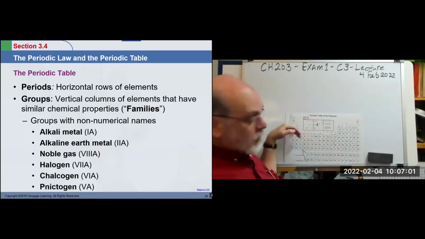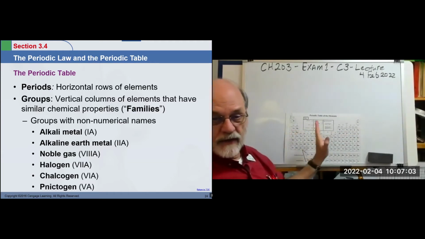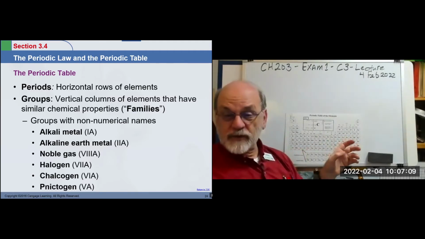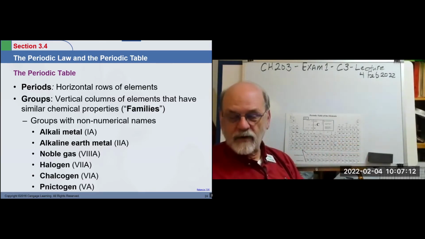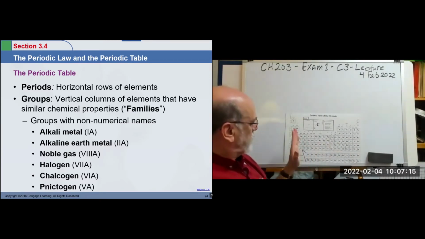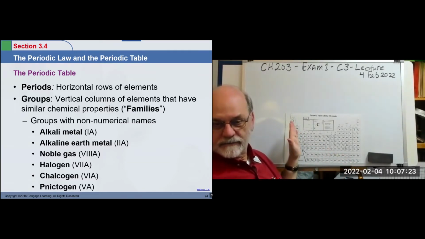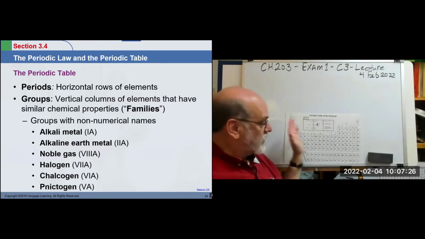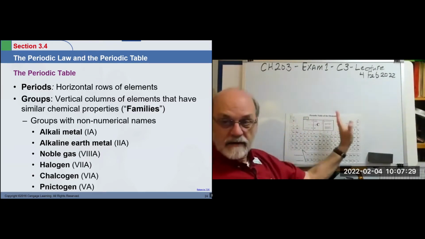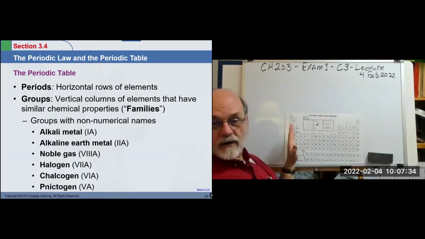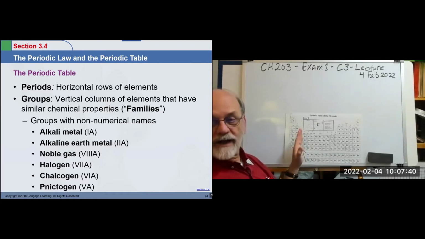Okay, the rows are the periods, and the groups are vertical columns. Some of these groups have acquired names over the years. This first column, the one with lithium, sodium, potassium, rubidium, cesium, those are called alkali metals. And they're metals because they're on this side of the chart. Metals on this side, non-metals on that side. Now, I'll talk about that in a minute. This first column is alkali metals. The second column is called alkaline earths, or alkaline earth metals.